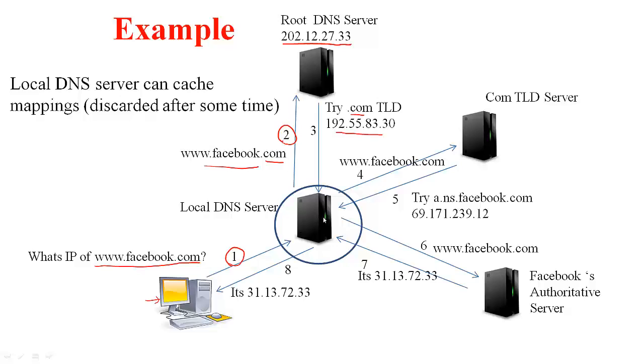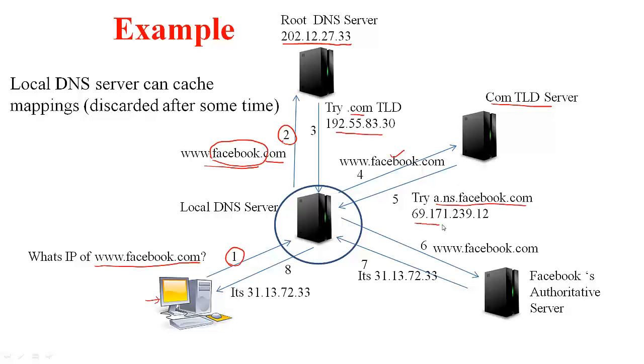Then what the local DNS server does, it is going to contact this com TLD server and again ask what is the IP address of www.facebook.com, and this TLD server is then going to look at this portion and it says, oh, this is Facebook, so I need to pass information about the Facebook's authoritative DNS server, and that's what it does. So this a.ns.facebook.com is the authoritative DNS server of the Facebook domain. So it will say, I don't know what the IP address is. Why don't you contact the Facebook's authoritative DNS server? And here is the IP address for this.